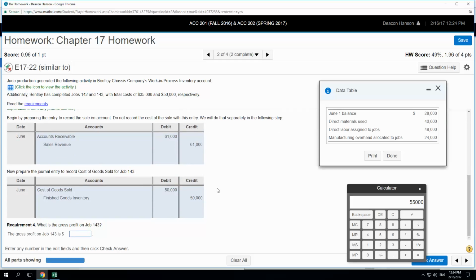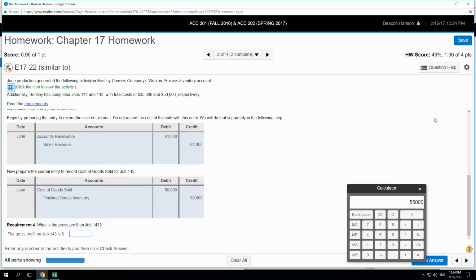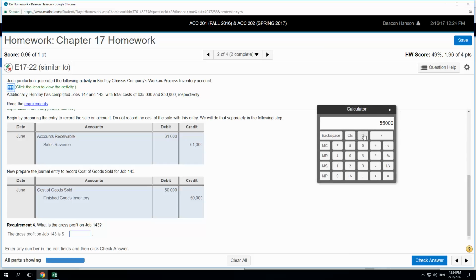Okay. Then it's really a matter of figuring out the gross profit. Okay. So remember, gross profit is the revenue minus the cost of goods sold. Yeah. So it's the difference between 61,000 and 50,000. So you got $11,000 gross profit.